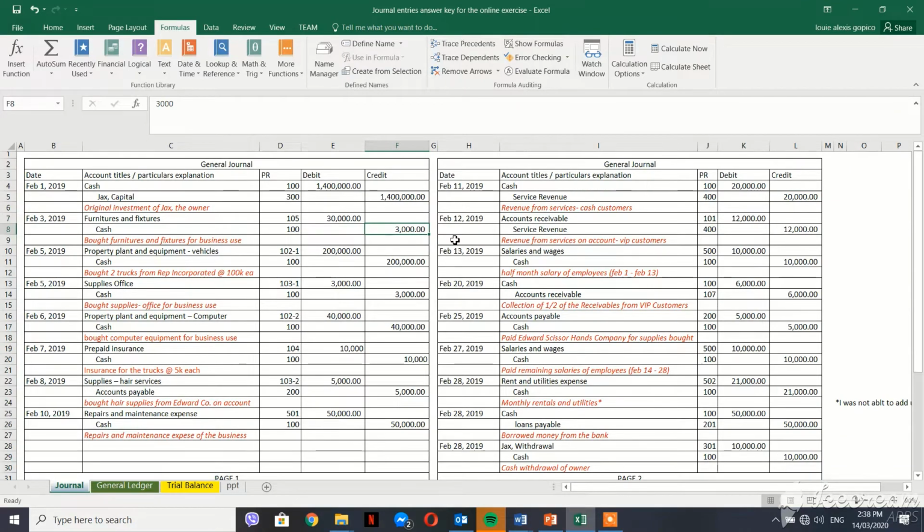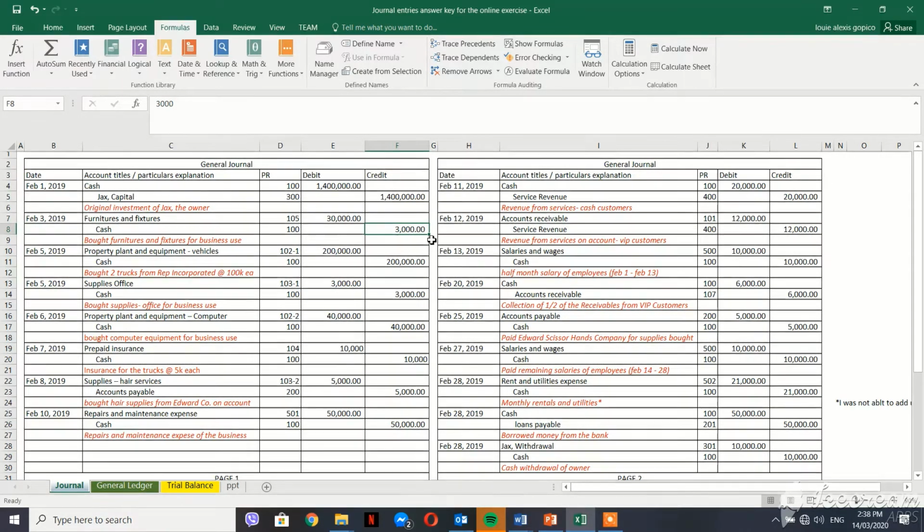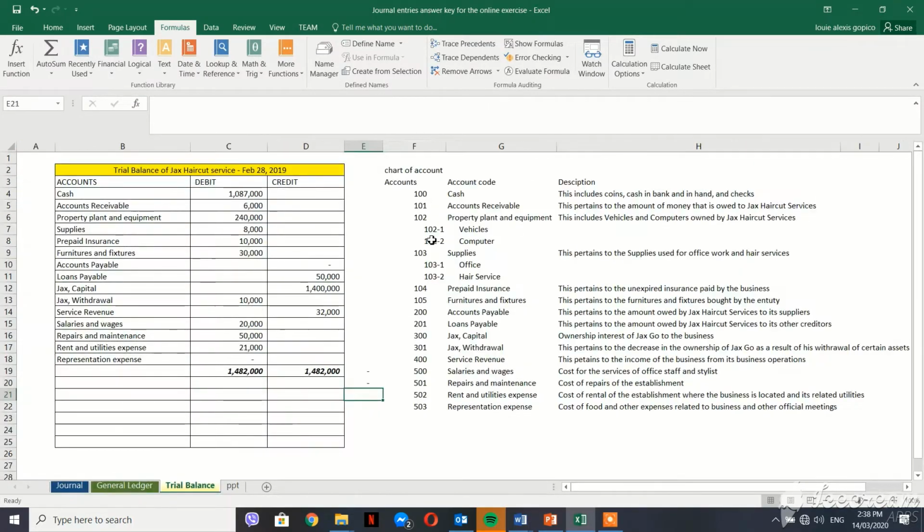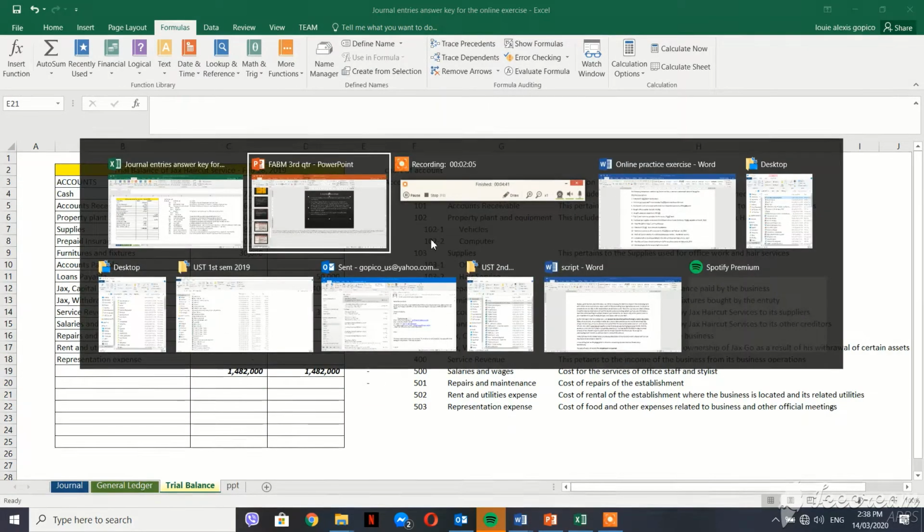So the credit is supposed to be 30,000. However, there is a transplacement error. That's why it is just recorded as 3,000. So you correct that. Okay? So your trial balance will now again be equal.